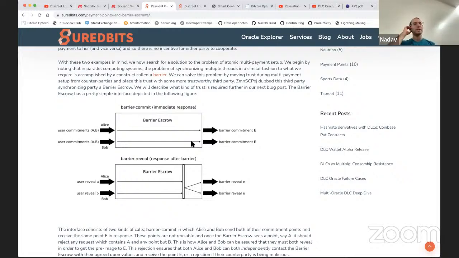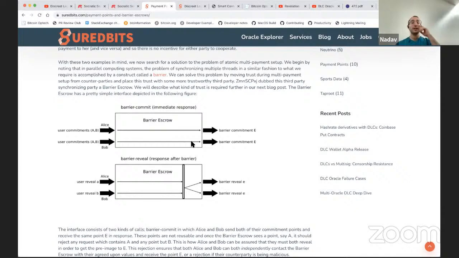The problem here is that there are these two payments that need to be set up, one from each to the other. And the question is, who moves first? If I set up my payment to Chris, he can just never set up a payment to me. And now that's a free option, because if it does rain, he gets paid, and if it doesn't rain, he doesn't lose anything. He hasn't set this up in return. So this notion of a barrier escrow, which came out of a discussion between me, ZM and SCPXJ, was a solution to a similar problem that happens to also solve this problem, where we can essentially atomically set up two payments.